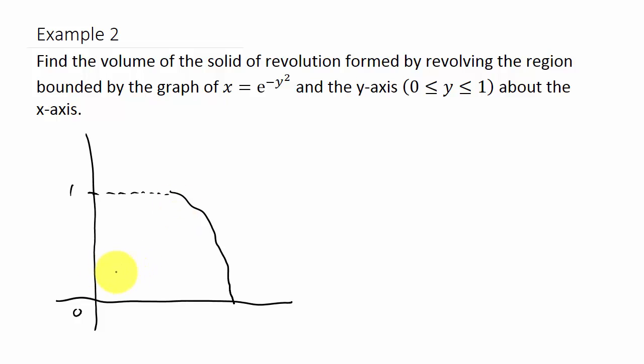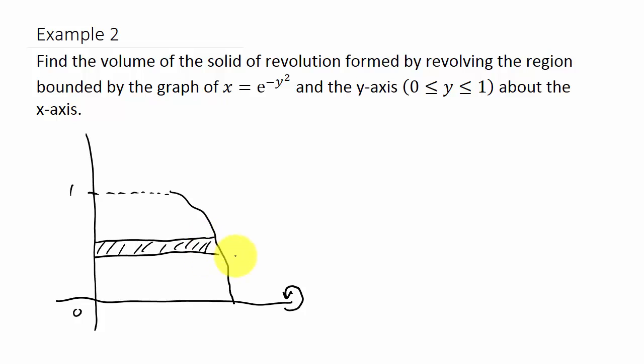Alright, so now we need to draw a rectangle in there. And remember, whenever you're doing the shell method and you draw that rectangle in there, the rectangle needs to be parallel to the axis that you're revolving it around. So we're revolving around the x-axis, so the rectangle needs to be parallel to that axis. Okay, so there's our rectangle.